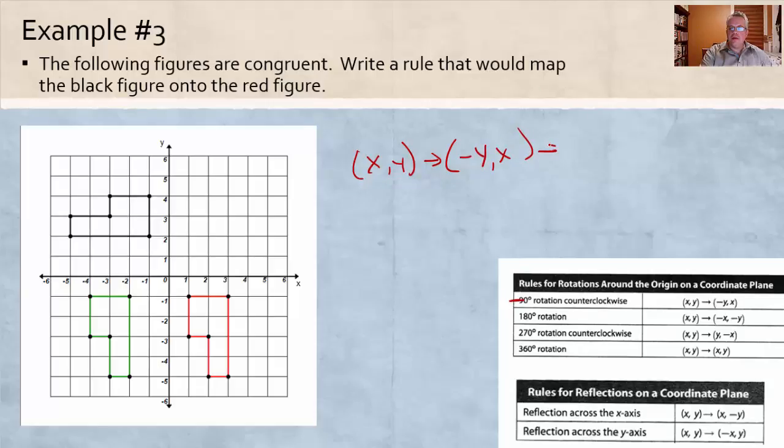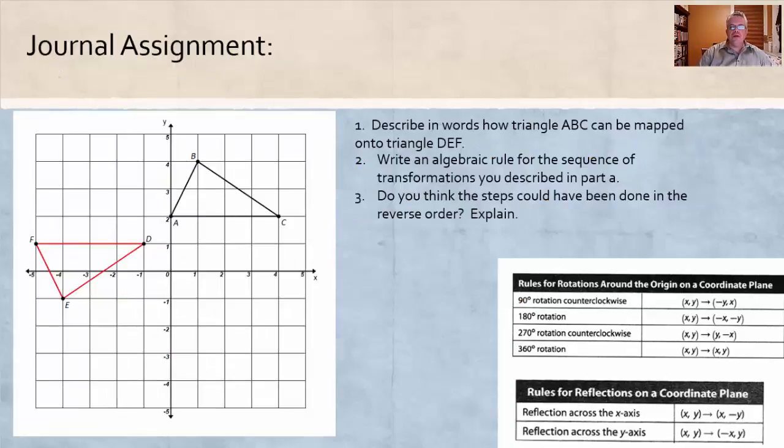Then we got to put how much we need to translate it. So we rotated to go from the black to the green. Now we're translating to go from the green to the red. So I'm going to pick these two matching corners to see how I move the whole figure. It doesn't have to move up or down, so we're not changing y. And it looks like we're moving 1, 2, 3, 4, 5 to the right. So this would be (x + 5, y). There's our sequence of transformations. The fact that I could find one that maps the black one on top of the red one shows that they're congruent. Okay, we made it.